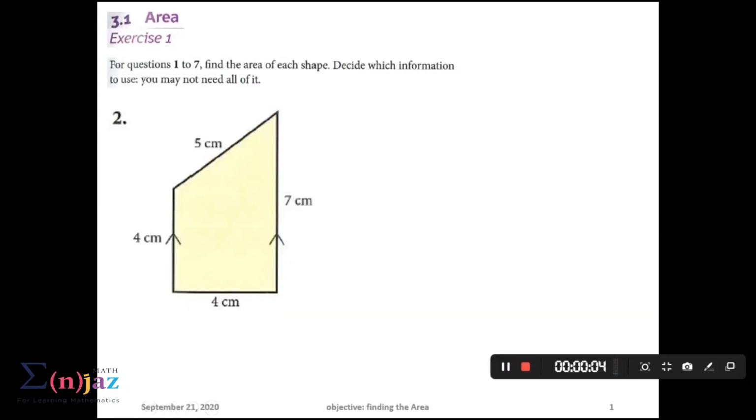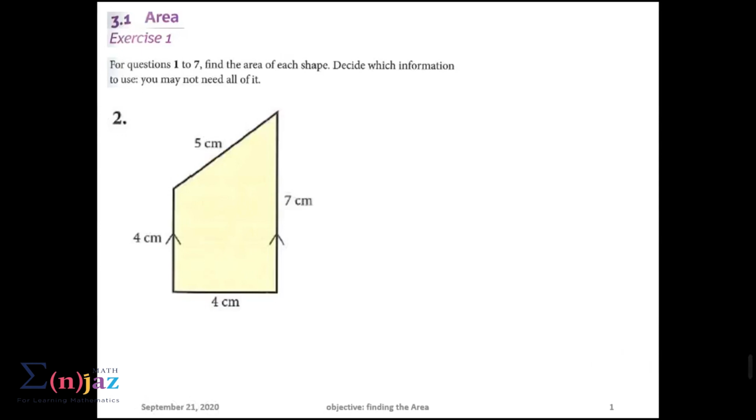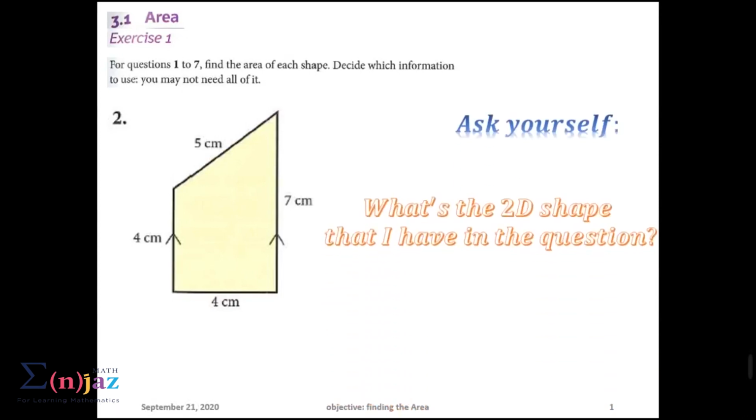Interesting topic here, which is finding the area of two-dimensional shapes or two-dimensional objects. First of all, you look at the question and they're asking here for the area of this shape. You must start by asking yourself, what is the 2D shape that I have in this question?